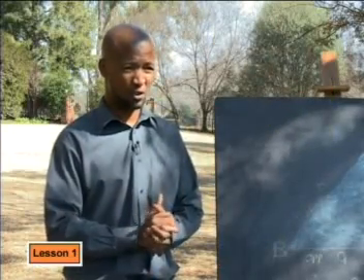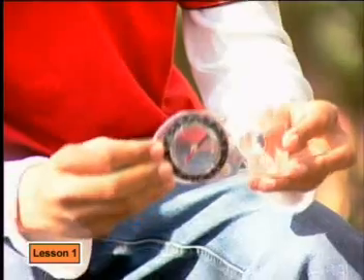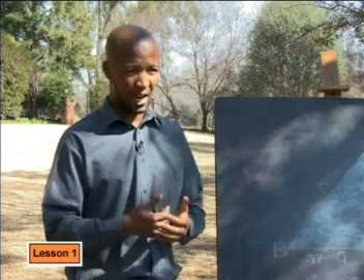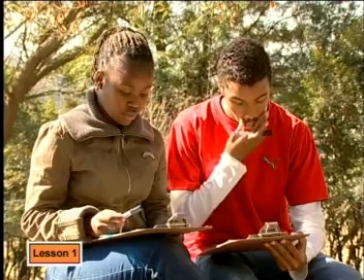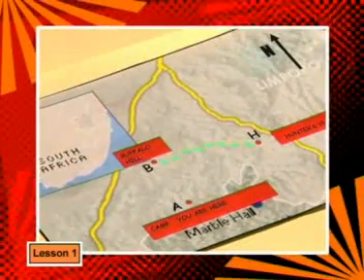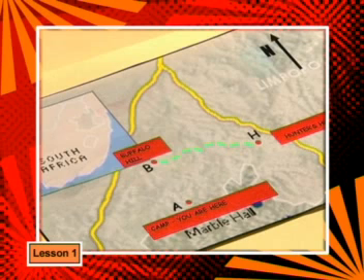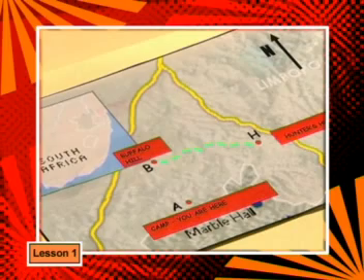Now here's a challenge for today. Each team has been given a pack. In this pack you will find a compass to help you with direction, a map, a calculator, a pen and paper, and a ruler. Now have a look at the map first. If you would like to do these activities with us, you can find a copy of the map on Mindset's website, www.mindset.co.za, or in the lesson notes for this series, or you can copy it down now.